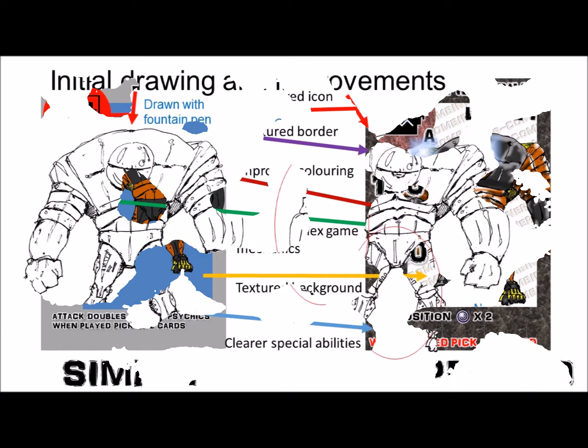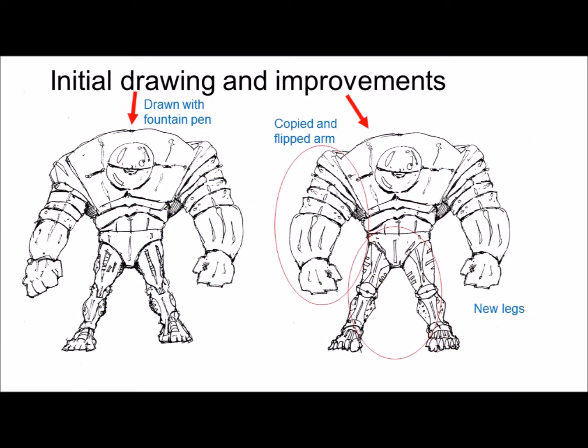This is my general process for making my cards better. On the left we've got a standard drawing, which I draw using a fountain pen. What I've tried to do is basically improve it. So you do a drawing, do as much as you can, but then I've improved it by copying the arm from the right hand side, flipping it over, and then blending it in with the rest of the drawing. I've also redone the legs because I didn't think the legs were good enough.